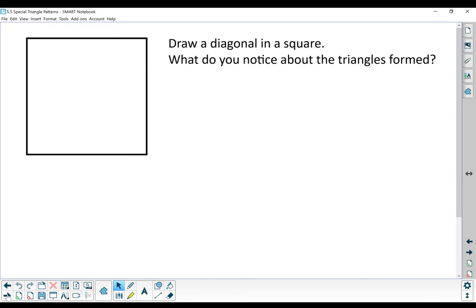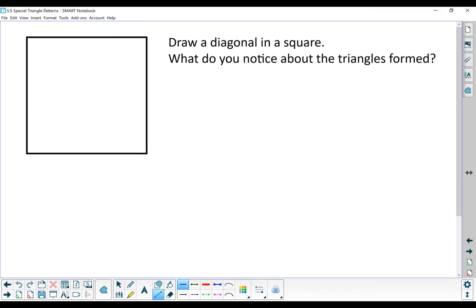So we are going to start by drawing a diagonal in a square. I've got a perfect square here. If we draw a diagonal in this square, we have formed two triangles. Because this is a square, we know these two sides are the same length. And because the original shape is a square, we know this is a 90-degree angle here. So we have formed two right triangles.